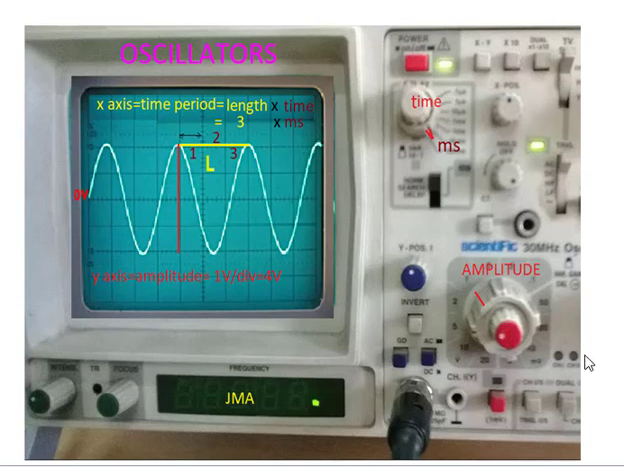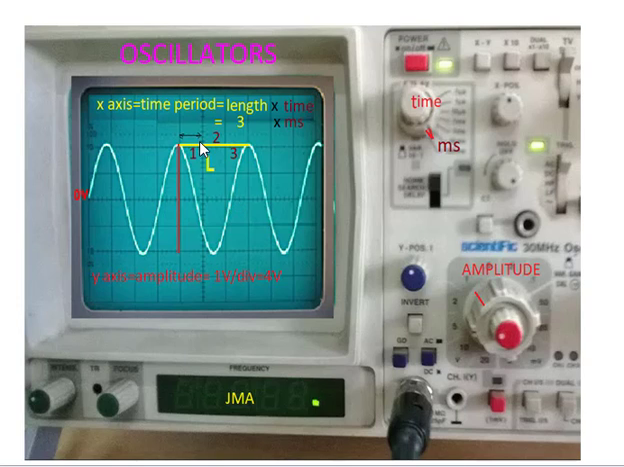See, this is a CRO, cathode ray oscilloscope. Here, it is used to determine the frequency of the sine waves produced by the oscillators. So, this is a sine wave. This is the y-axis. This is the x-axis. On the x-axis, one wave is measured from peak to peak, or from this point to this point.